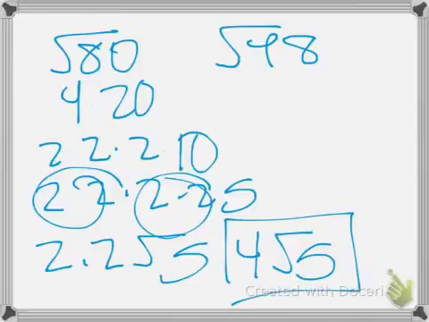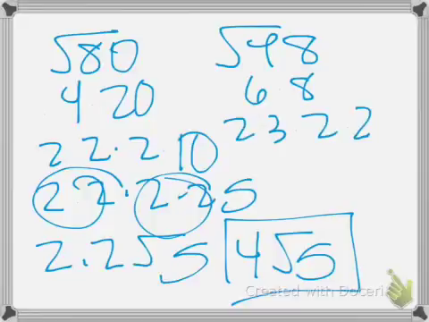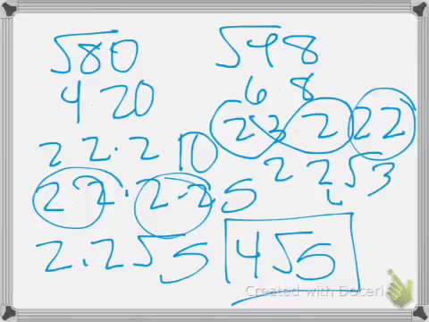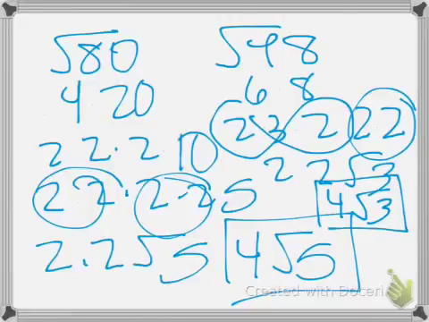And for square root of 48, we have 6 times 8, which is 2 times 3 times 2 times 2 times 2. And so we have a group of 2's and a group of 2's. So we have 2 times 2 and a leftover 3. So 4 square root 3 is our answer for the square root of 48.